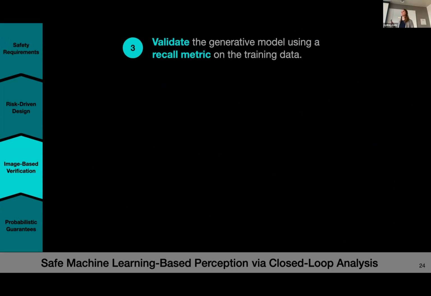Okay, however, all of those guarantees I just showed are entirely with respect to this generative model that we trained. So it's really important that this generative model is actually doing a good job at capturing this set of plausible inputs. To test this, we created a recall metric that essentially tries to answer the question: how well can the generative model produce the real images that we expect to encounter when we deploy the system?